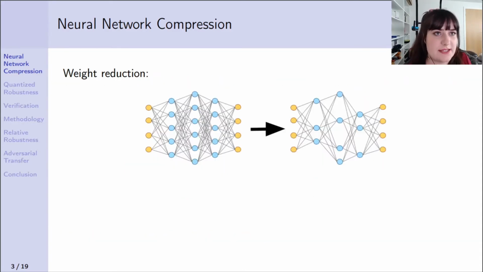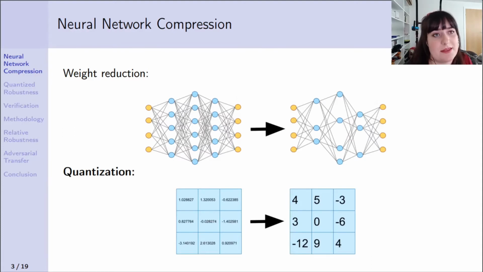A solution to this is to use neural network compression in order to reduce the size of networks and fit them on smaller devices. There are two main methods of neural network compression. The first of these is weight reduction, where we remove redundant parameters from a network. This reduces the number of parameters in the network overall, reducing the size of the network. This also results in an increase in the speed of the network.